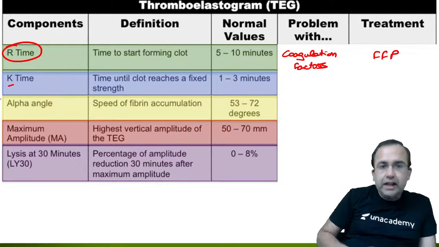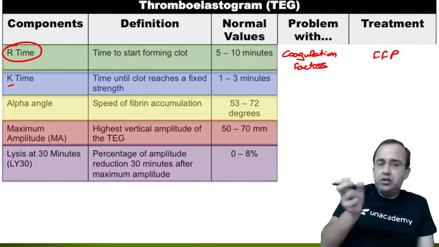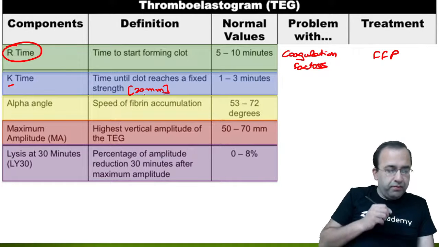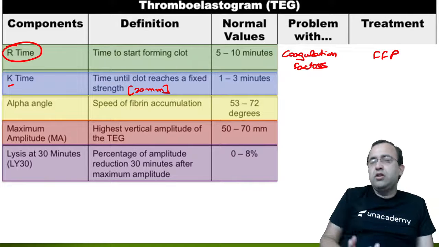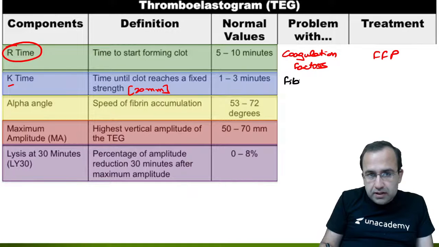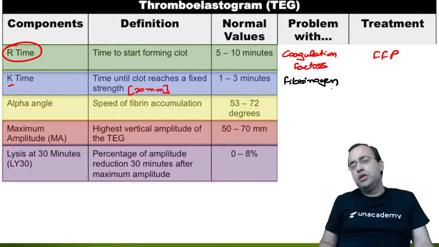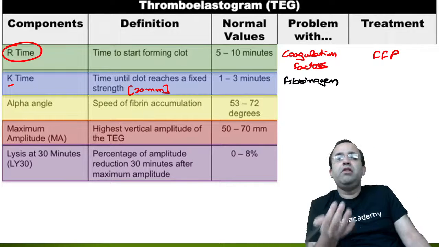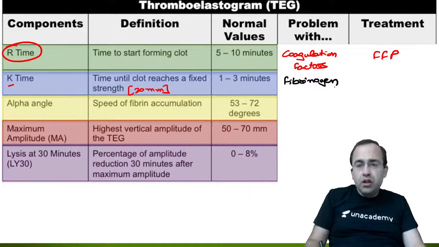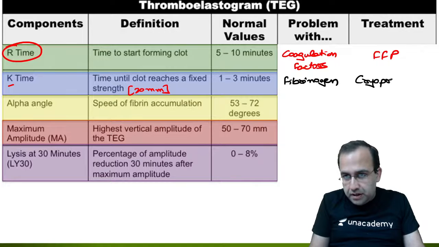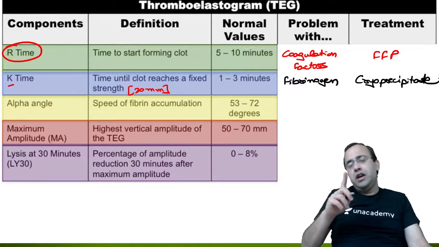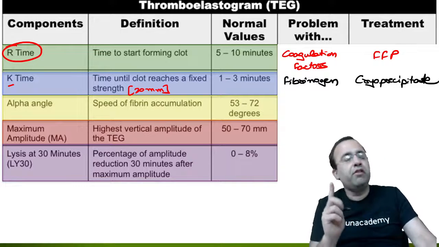Next was the kinetic time. Kinetic time was the time until the clot reaches a fixed strength, and that strength was 20 mm. Now, if the clot strength is not being reached, it means there is a problem with fibrinogen. What will be the therapy that you will prefer in this case? FFP has fibrinogen, but what is rich in fibrinogen? Cryoprecipitate, which you know from blood banking. It contains precipitated proteins from FFP.